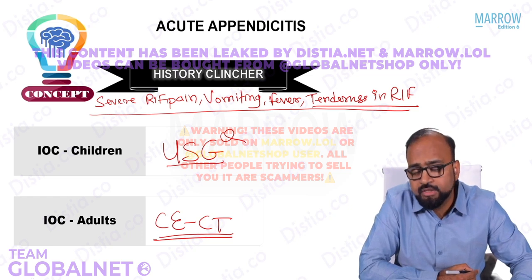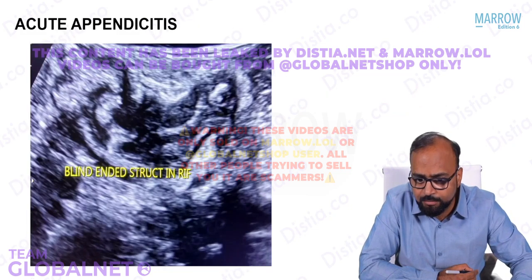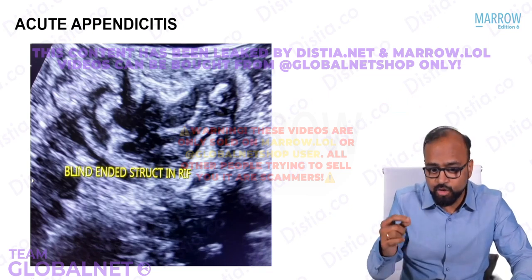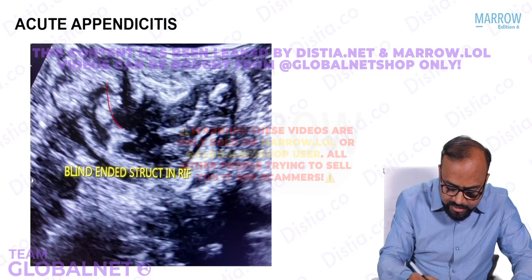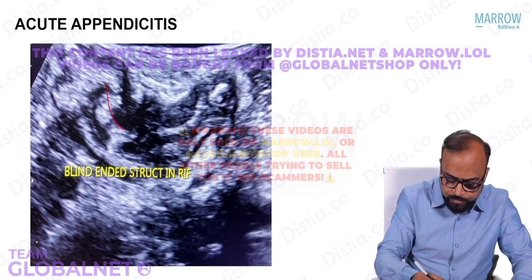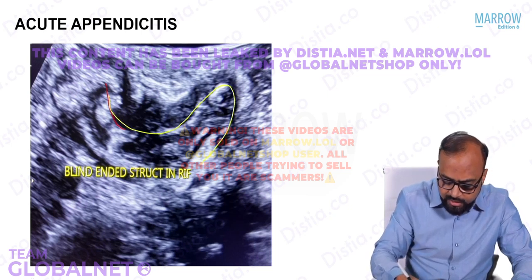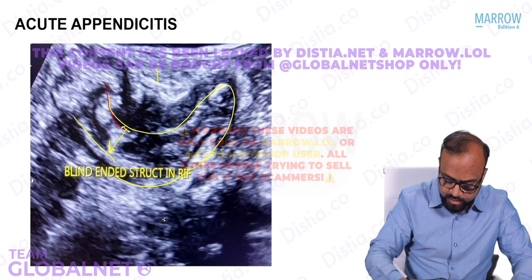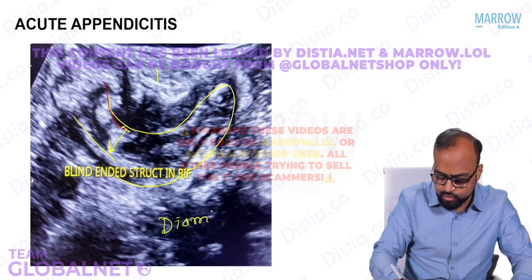Now, how does the inflamed appendix basically appear? So a gradual graded compression technique is used. Appendix, remember, is a blind-ended tubular structure. So we see a blind-ended tubular structure on ultrasound in RIF, right? And this particular structure usually has a diameter of more than 7 mm. So the diameter of the appendix is usually more than 7 to 8 mm.